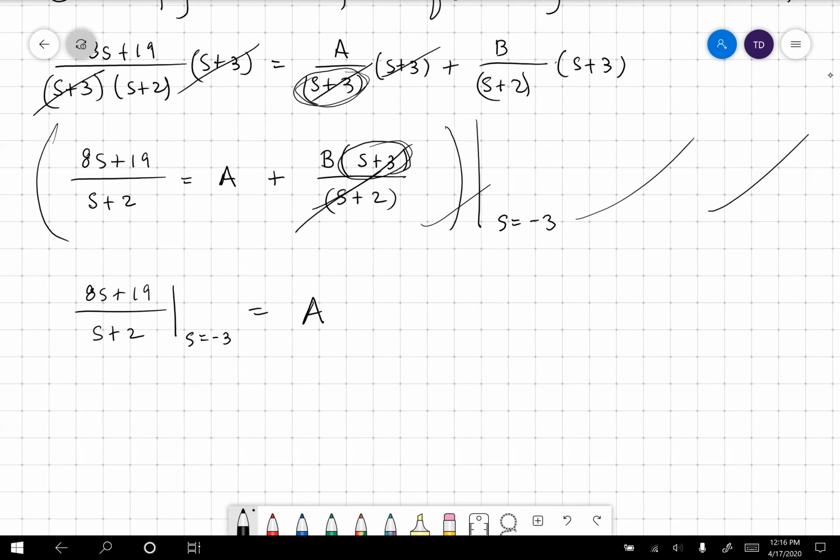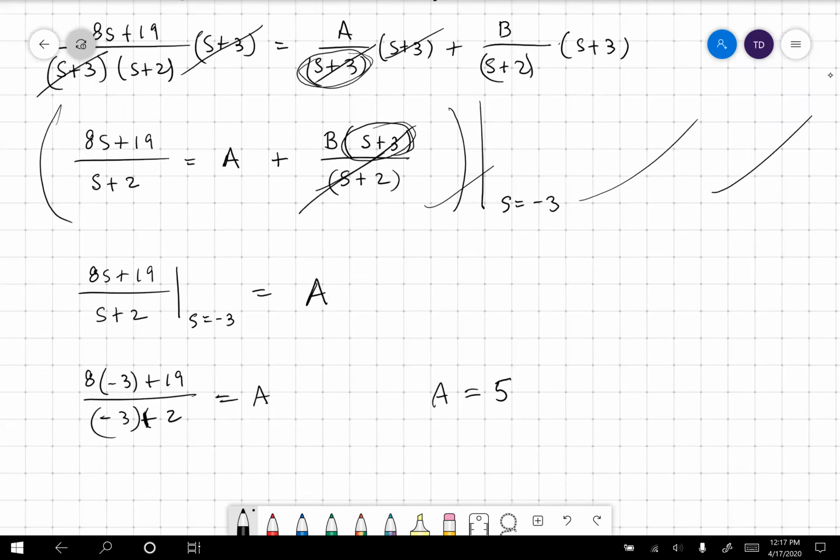All right, well, let's put that in. 8 times minus 3 plus 19, divided by minus 3 plus 2, is equal to A. In the numerator, minus 24 plus 19, that's minus 5, divided by minus 1. A is equal to 5. And so notice how that had nothing to do with B. B didn't get in the way of solving that problem whatsoever.